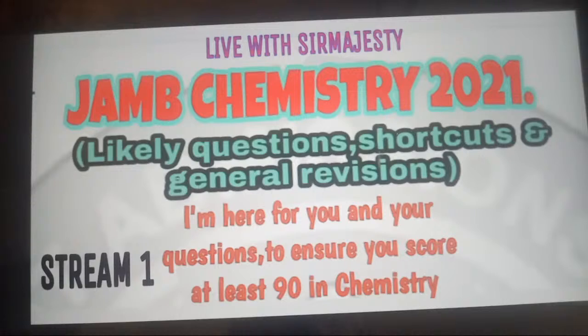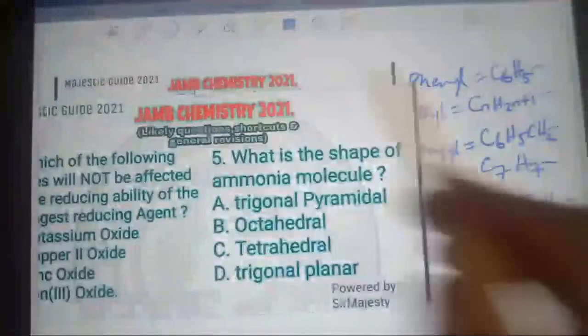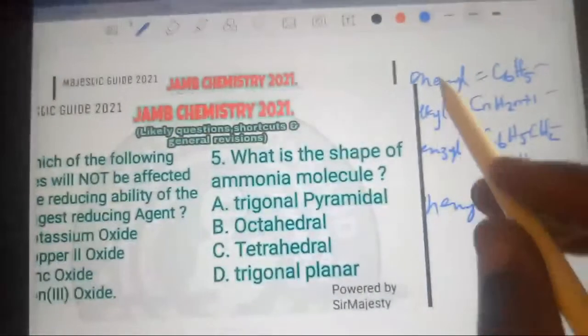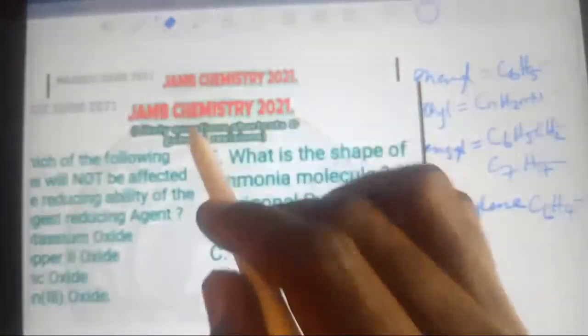Okay, what do you say here? What is the shape of water molecule? Water molecule is actually angular or bent. That is the shape of water molecule. Let me draw it for you to understand. Shape of water molecule. Water is angular.